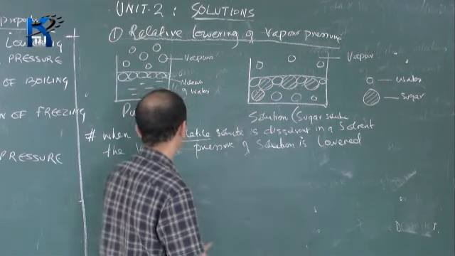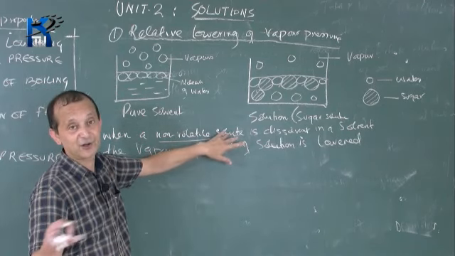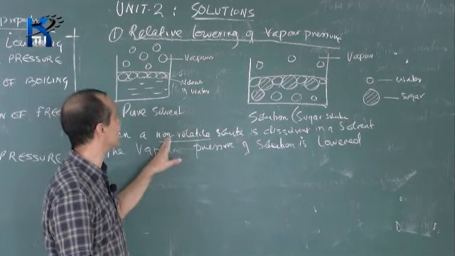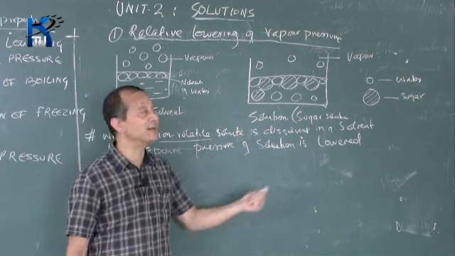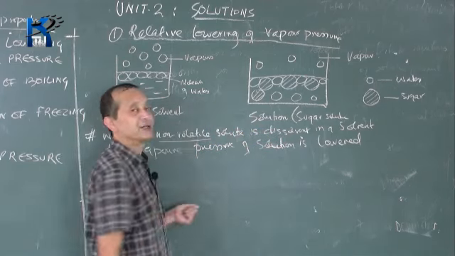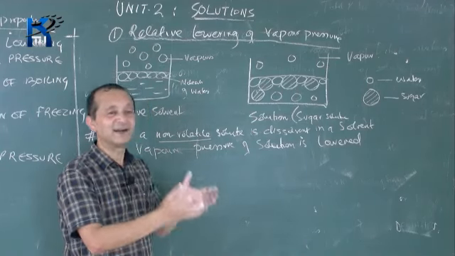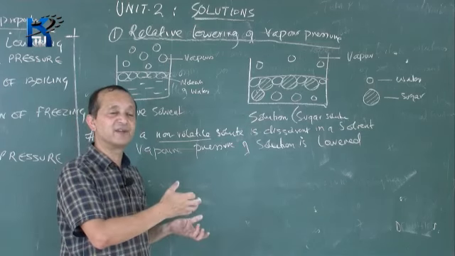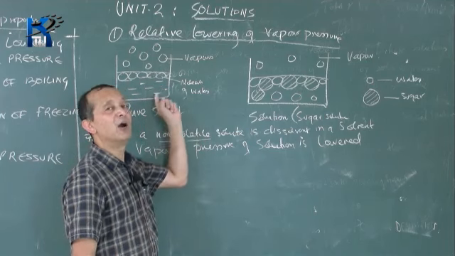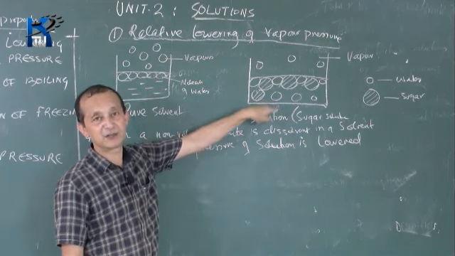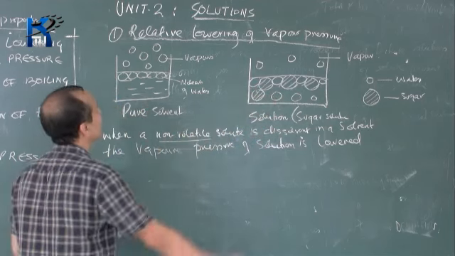Alright, so this is what you have to understand. When a non-volatile solute, such as sugar, salt, urea, glucose, all non-volatile solutes, is dissolved in a solvent, the vapor pressure of the solution is lowered. That's why it is called lowering of vapor pressure. Whenever a solvent is converted to a solution, the vapor pressure of the solvent will always be more than the vapor pressure of the solution, or the vapor pressure of the solution is always less than the vapor pressure of the solvent. So we call it lowering.